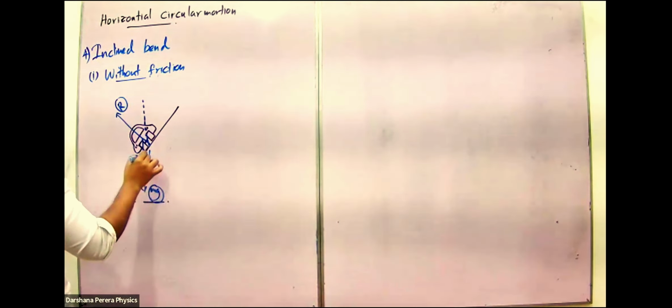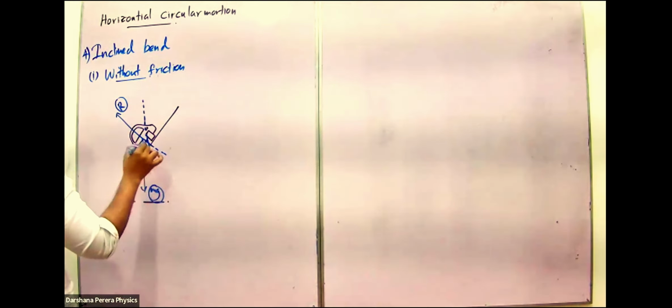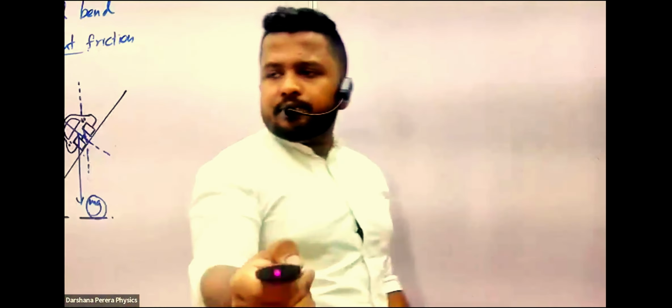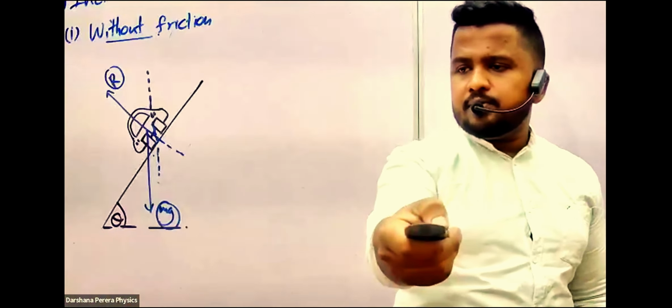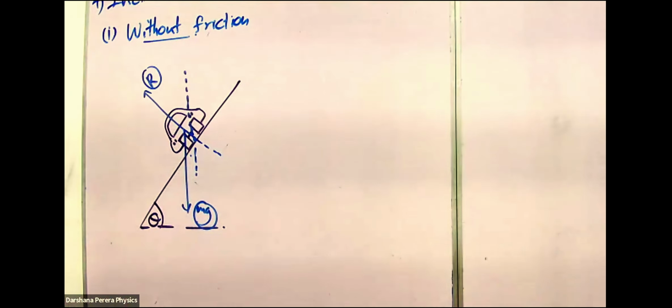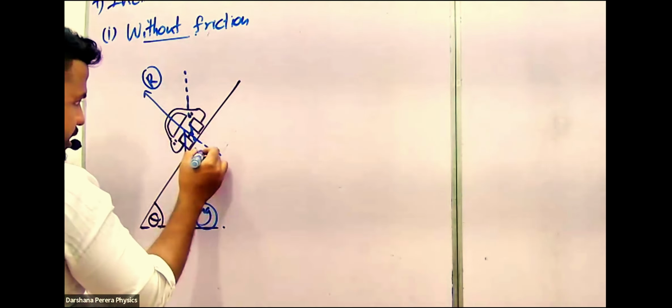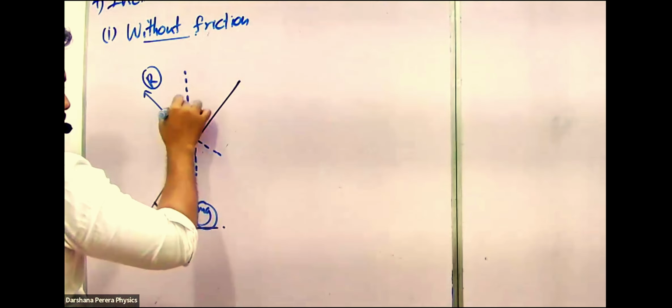R makes an angle 90 minus theta here. This is 90 minus theta. This is theta. R makes angle theta with the vertical, right? Like this. We have to clearly mark the angles and forces. This is 90 minus theta. This is theta. Therefore, this is theta.